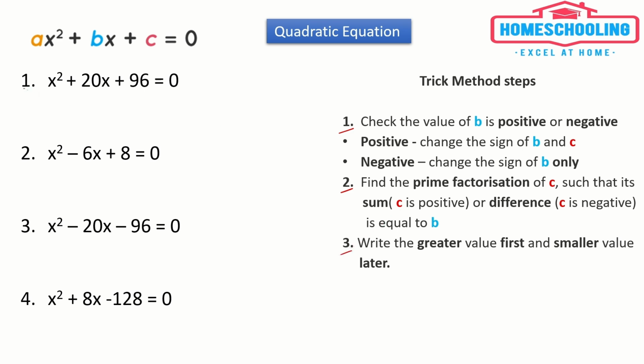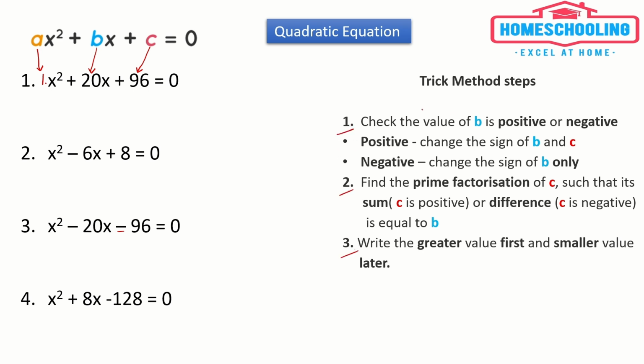So let's take question number 1 first. The quadratic equation is x squared plus 20x plus 96 is equal to 0. So x squared can also be written as 1 times x squared. So what is going to be the value of a? a is 1, b is positive 20, and c is positive 96. To solve any quadratic equation, we are going to follow these 3 steps.